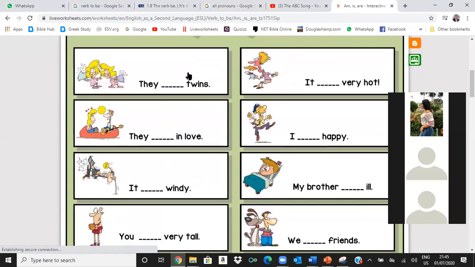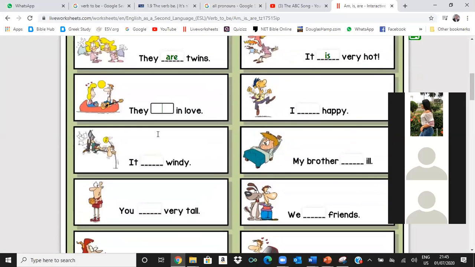Okay. No, solo, tengo esta página y tengo otras páginas también. Okay. For example, look at the picture there. ¿Cuál verb to be encaja? They are. Very good. This one here? It is. It is very hot. Very good. This one? They are. They are in love. This one? I am. I am happy.